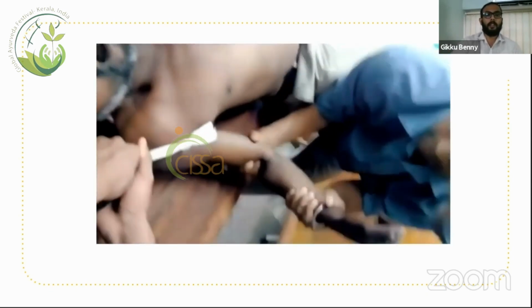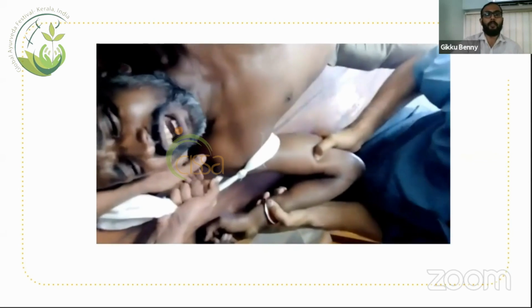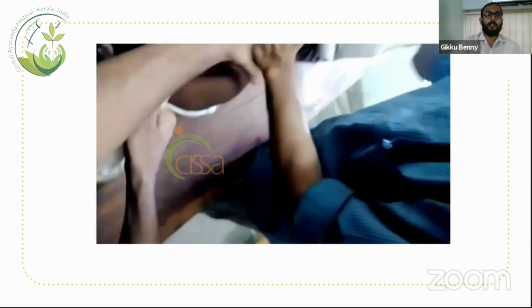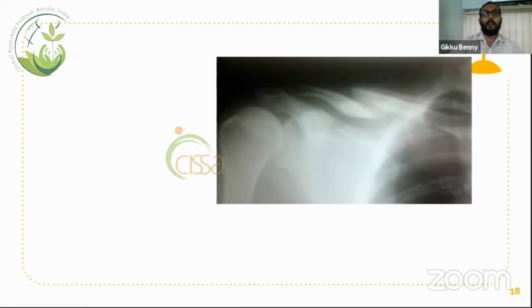Here we can see this is traction along the line of the humerus, along with the counter traction. Traction is given, and after traction, external rotation is done. Then adduction up to the midline of the chest, which gives the reduction. After reduction, the patient is completely pain-free. This can be used. Actually, this is also an orthosis, which can be used to avoid recurrent dislocation. But we should use a shoulder immobilizer instead of Sostigabandha if we are going for an orthosis.